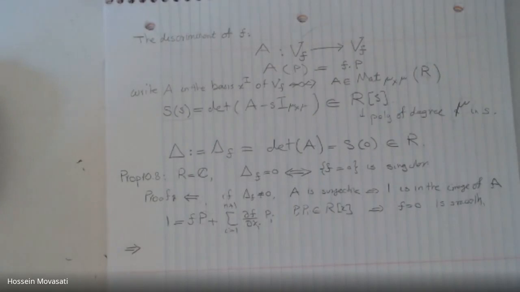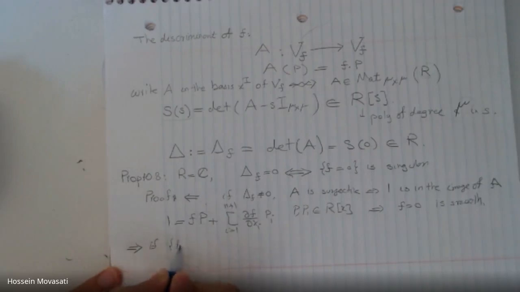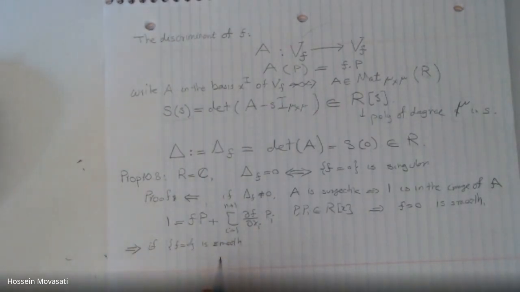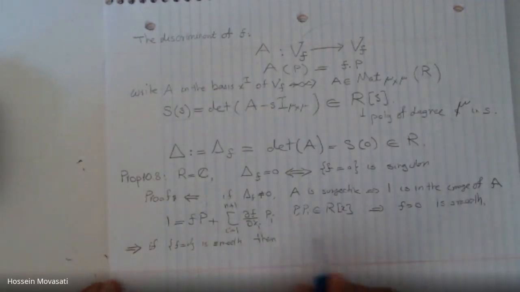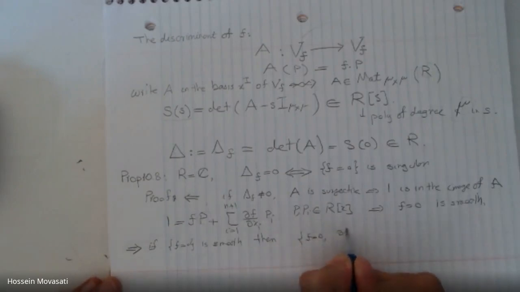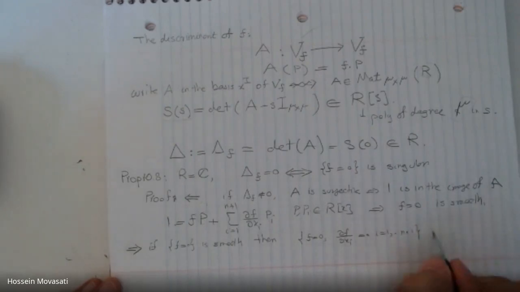So delta f equal to 0. It means that we have to show that f equal to 0 is a singular variety. Let's say it is smooth. Then what this means is that the variety f equal to 0 and all these partial derivatives equal to 0, for i equal to 1 until n plus 1, this is empty.